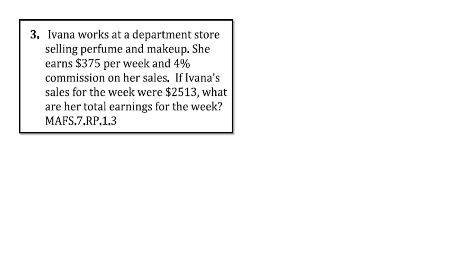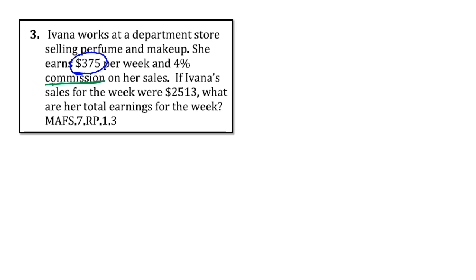Alrighty, for number 3, it's talking about Ivana, and Ivana works at a department store selling perfume and makeup. She earns $375 per week and 4% commission on her sales. So remember, commission is basically how much money you're making. It's like an incentive or a bonus. So she's going to make 4% of whatever amount of money she's selling. So if her items cost $3,000, she's going to make 4% of that.